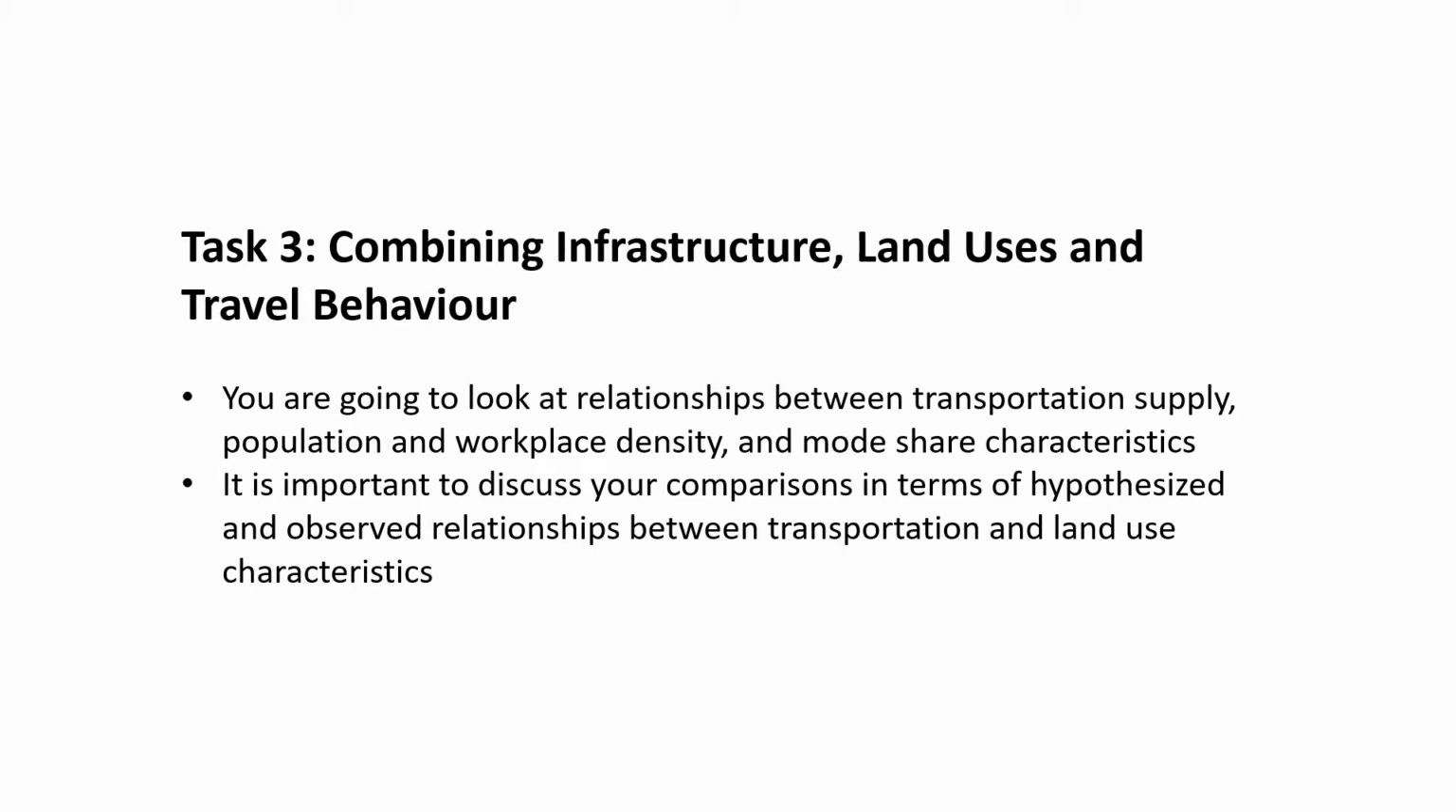You just use the existing maps from tasks 1 and 2 and discuss any similarities or differences across regions in the city. For example, you might find that the transit mode share in downtown Toronto is higher than other regions, but the car share is higher in some suburban areas.